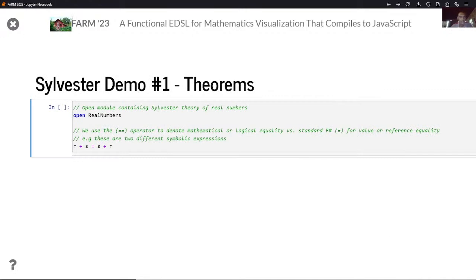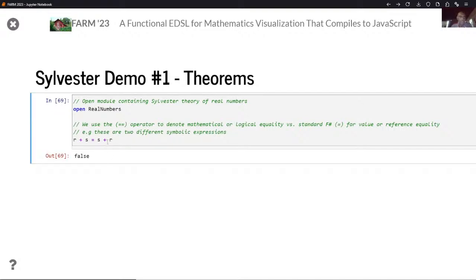Okay, let's look at logical operations. Sylvester comes with its own proof assistant. So we have a theory of real numbers. Now, remember I said that we were using the double equal sign operator. Now, we have the standard F# equality operator. These two expressions are not the same expression because they have the symbols in different form. So this is actually false. It's not true that these two are the same.